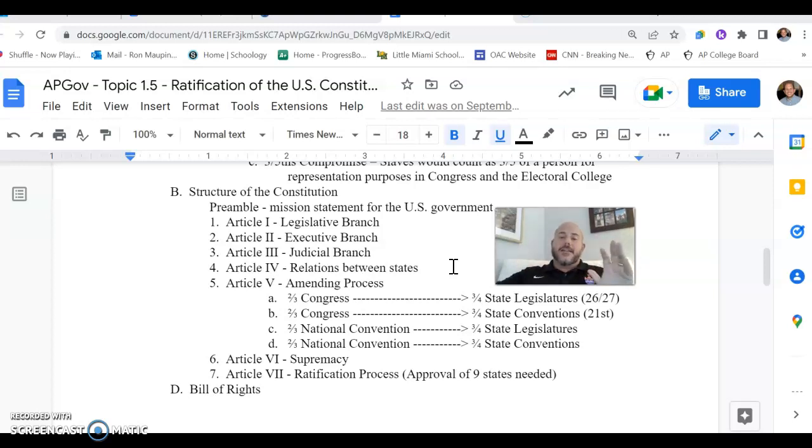Proposal phase, ratification phase. Now, per the Constitution, there are 2 ways that you can formally propose a constitutional amendment. It first has to start at either a 2/3 majority of Congress, that's both chambers, or a 2/3 majority of some sort of national convention designed for the purpose of proposing that amendment.